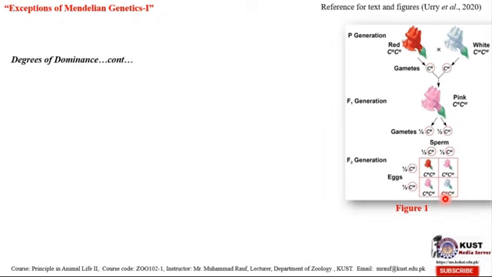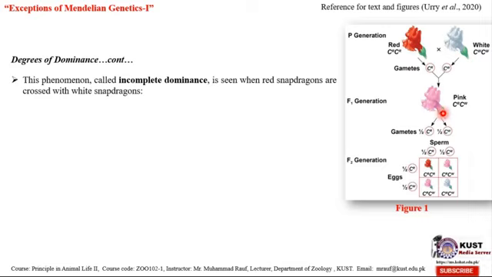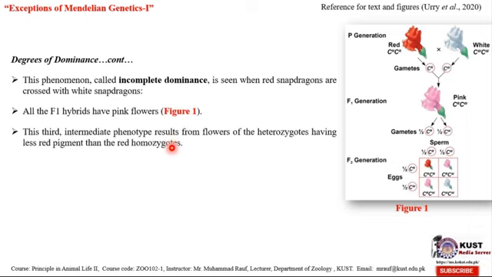Now this phenomenon is called incomplete dominance, where neither parent seems to be dominant, controlling the phenotype of the F1 hybrids. And this example is seen in snapdragon plants. All the F1 hybrids have pink color. So this third, intermediate phenotype results from the flowers of heterozygotes having less red pigment than the red homozygotes.